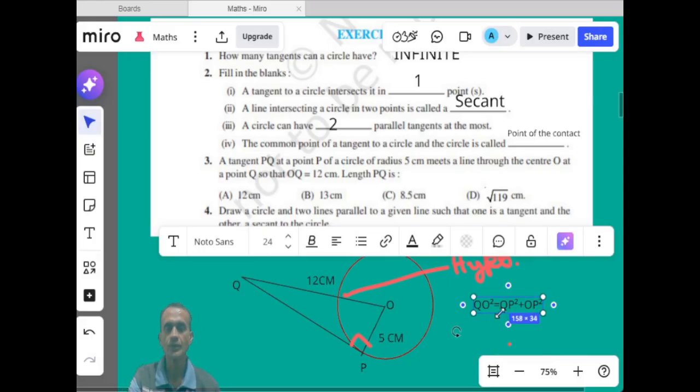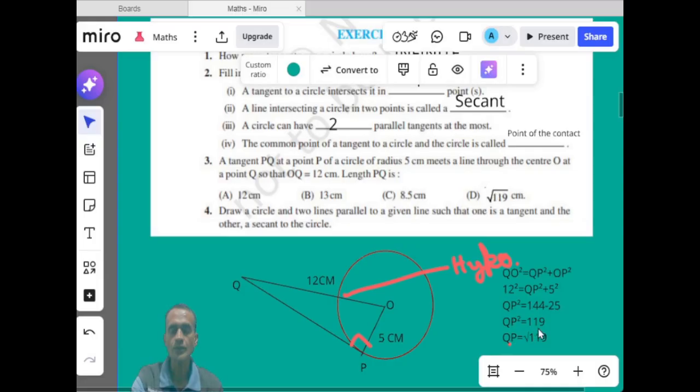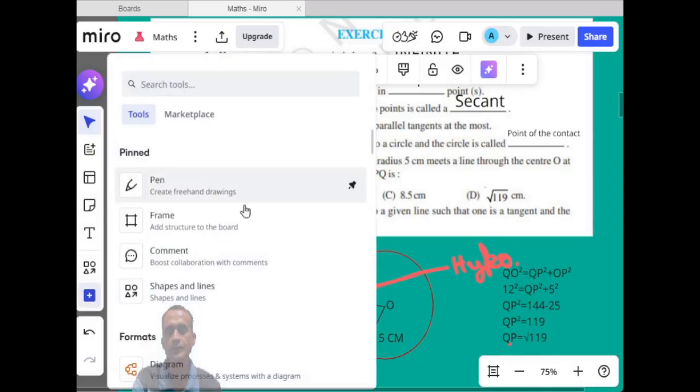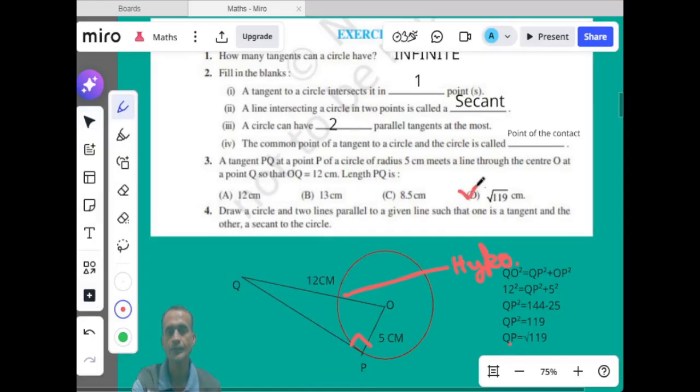So it will be 144 minus 25, that is 119. So it is root of 119. So D is the answer here. So by inputting the values, we get QP square is equal to 144 minus 25, or QP is equal to root of 119. So the answer is D.